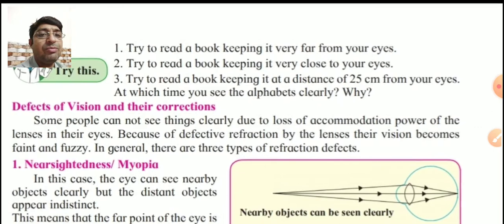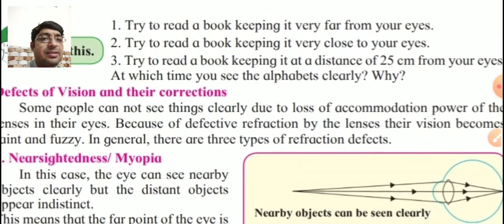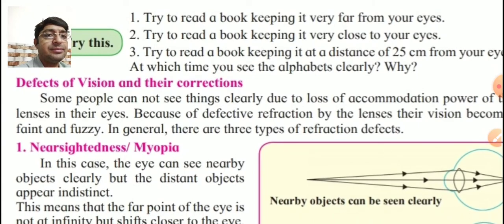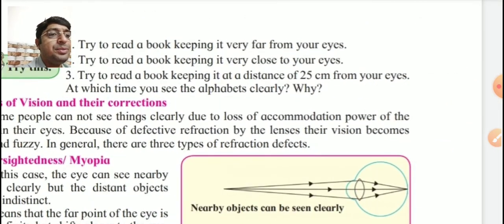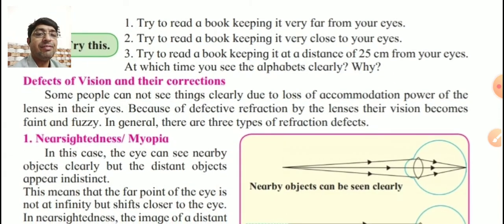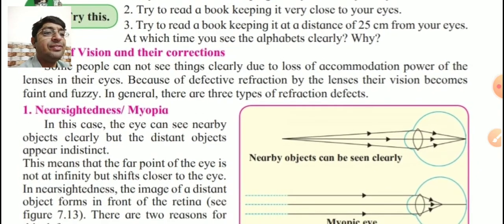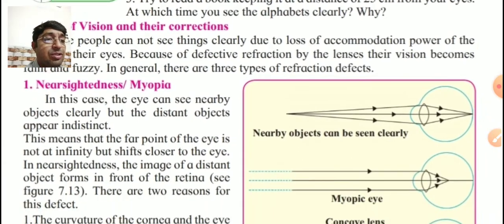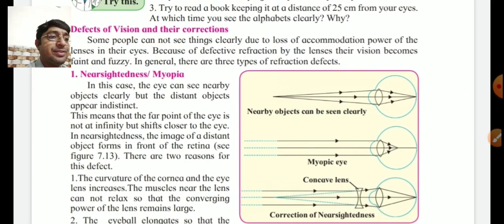Now, defects of vision and their corrections. Some people cannot see things clearly due to loss of accommodation power of the lenses in their eyes. Because of defective refraction by the lenses, their vision becomes faint and fuzzy. In general, there are three types of refraction defects. Questions are asked here for 3 to 5 marks.